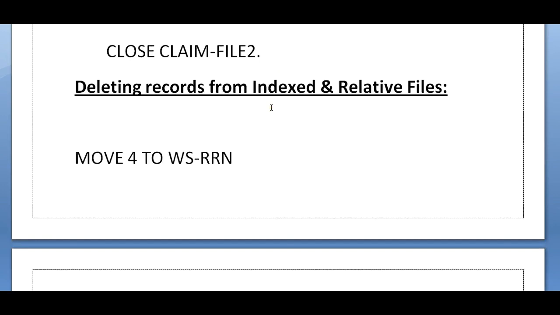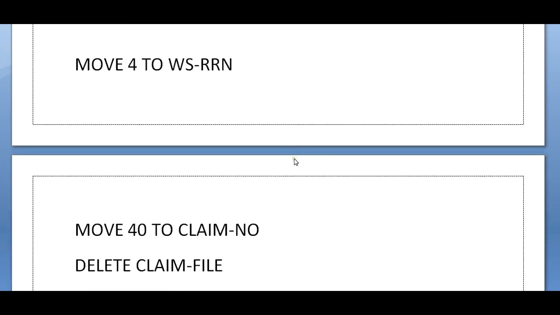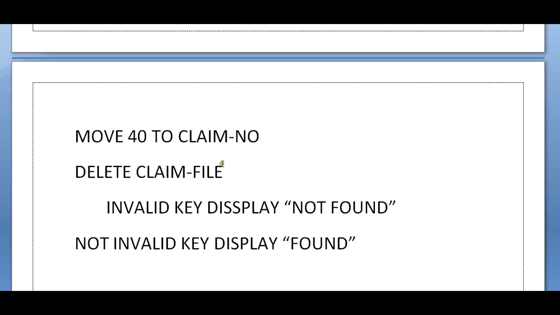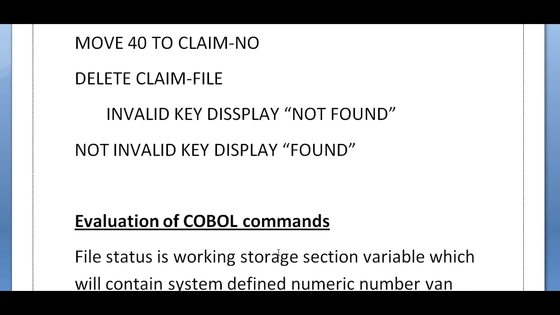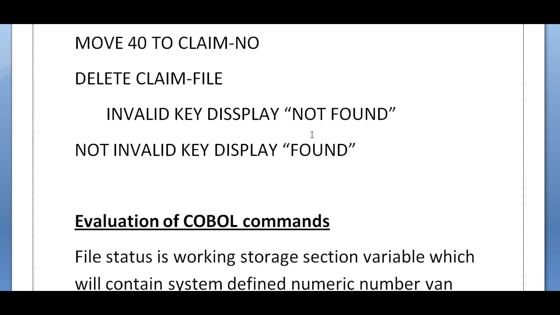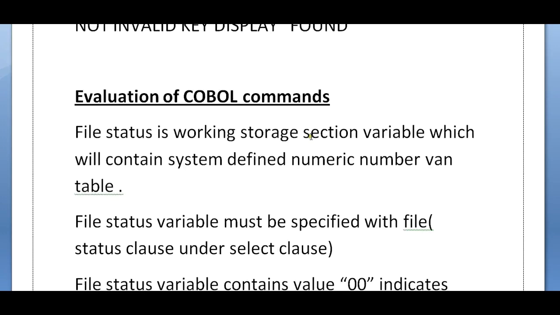So next, deleting records from indexed and relative files. How do we do it? You all know that you need to pass a key value. So move 4 to the relative record number and move 40 to claim. Delete claim file. Invalid key, display not found. Not invalid, display found. So this is the way we delete it, right? In indexed we can delete directly, whereas in sequential you cannot delete. In indexed, since you know the key value or the key record value, you can directly delete it.